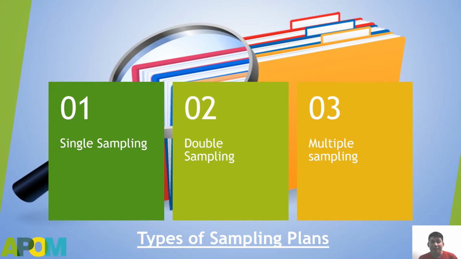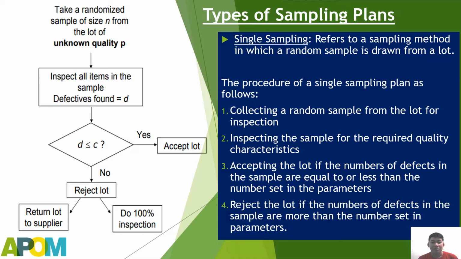A sampling plan specifies the parameters of the sampling process and the acceptance or rejection criteria. There are different types of sampling plans. We have the single sampling, the double sampling, and the multiple sampling. Let's have the first one, the single sampling.